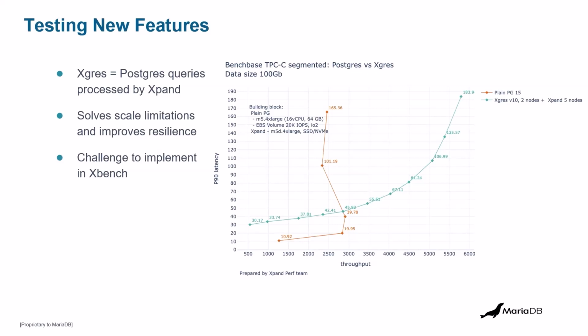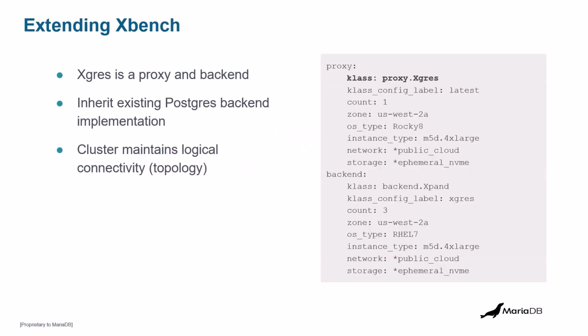Now, this solves scale limitations and improves resilience, but being able to implement it into Xbench was a bit of a challenge because we needed to understand what Exgress looks like. And so this is how we implemented Exgress into Xbench. We looked at it and considered it both a proxy and a backend.